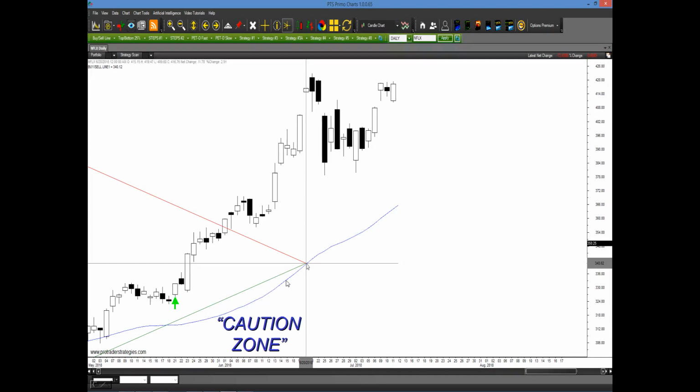But this time, we look at the relationship of the 50-period moving average, and we are below the lowest diagonal line. So this is called our caution zone. This is not telling you that you've reached the top. It's not telling you to exit. It's just saying you may want to use some caution here, because it looks as if we may be getting a little overextended in terms of momentum. Why? Because the 50-period moving average is below the lowest diagonal.